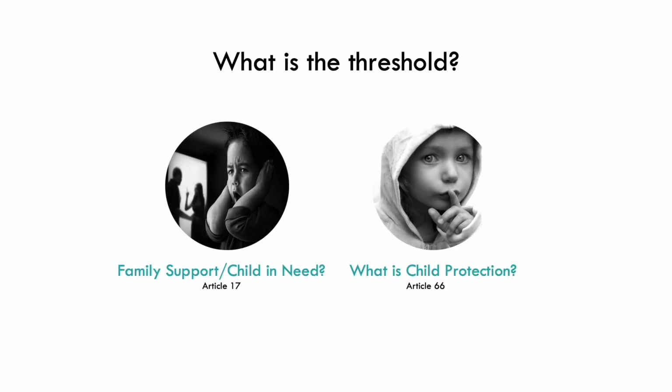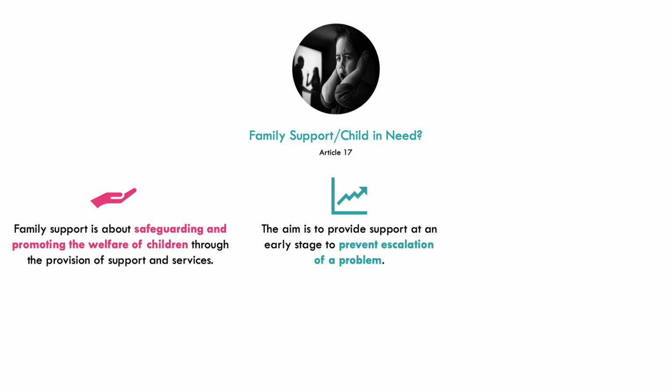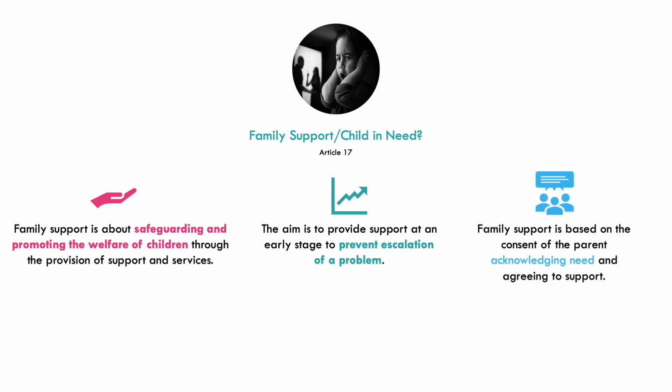In order to understand the child protection process, we need to understand the difference between what is family support, child in need, and what is child protection. Family support is about safeguarding and promoting the welfare of children through the provision of support and services. The aim is to provide support at an early stage to prevent escalation of a problem. Family support is based on the consent of the parent, acknowledging need and agreeing to support. This could include support with parenting responsibilities, managing challenging behaviour, and support with family dynamics.